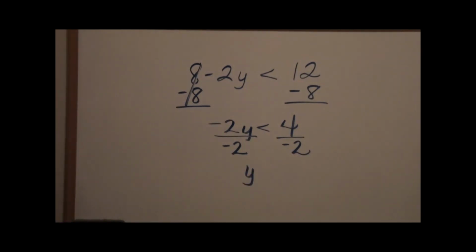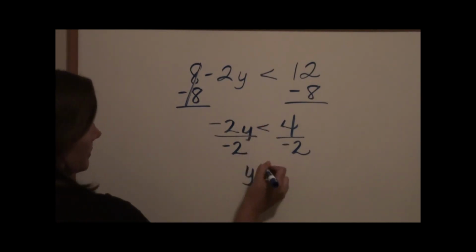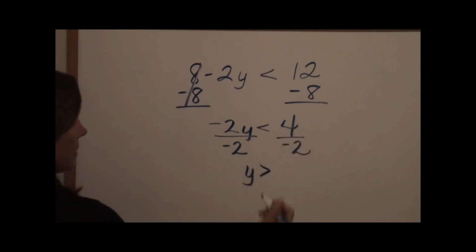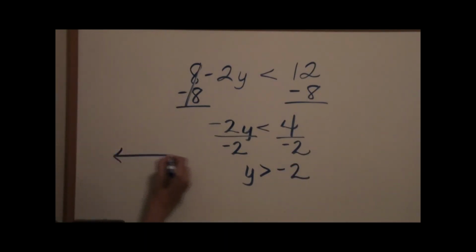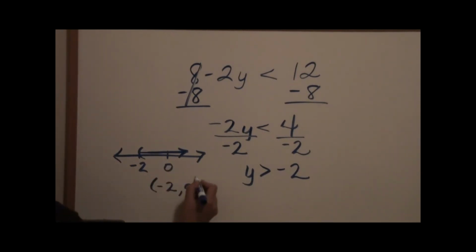Don't change your division rules. Division rules are exactly the same as they've been before. Less than becomes greater than. 4 divided by -2 gives me -2. So my solution is everything greater than -2. So I put parentheses opening to the right, and I shade to the right because it's greater. Interval notation, my lowest number is -2. It has parentheses because we had parentheses on the graph because we did not have an equal sign. My highest number, I go all the way up to infinity.